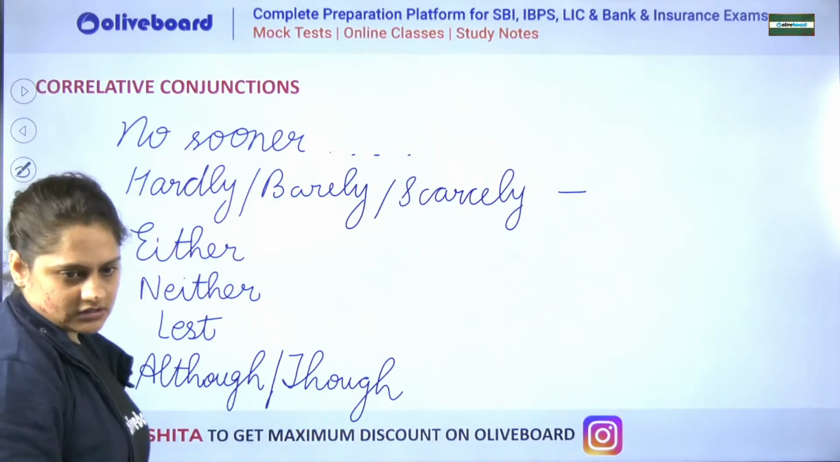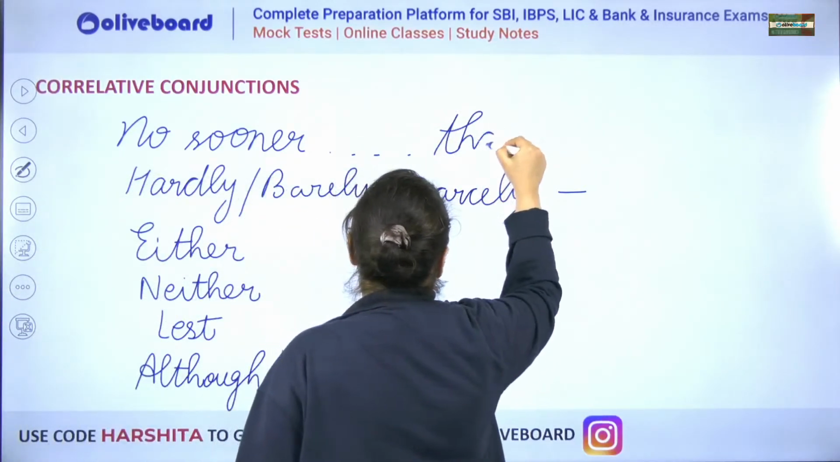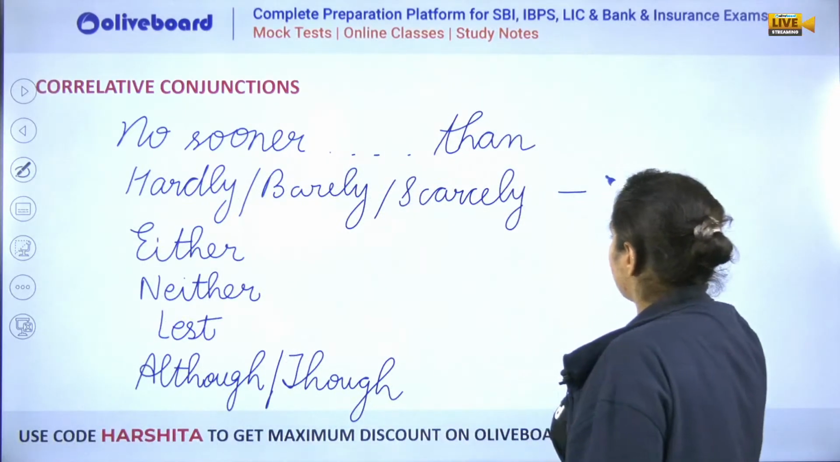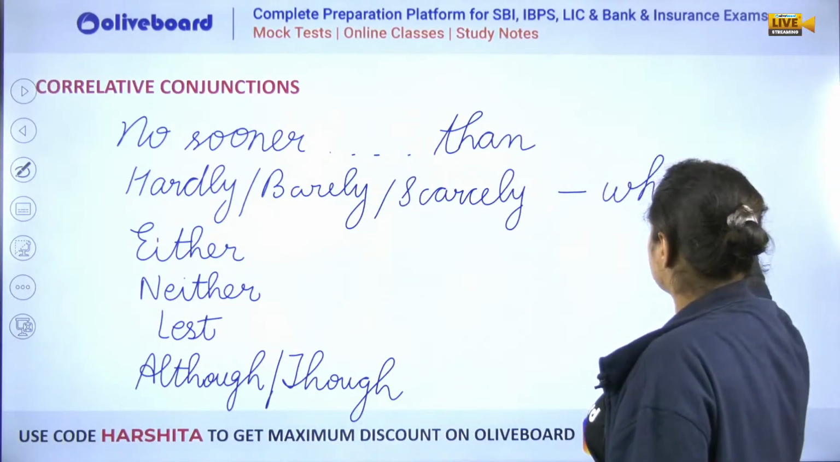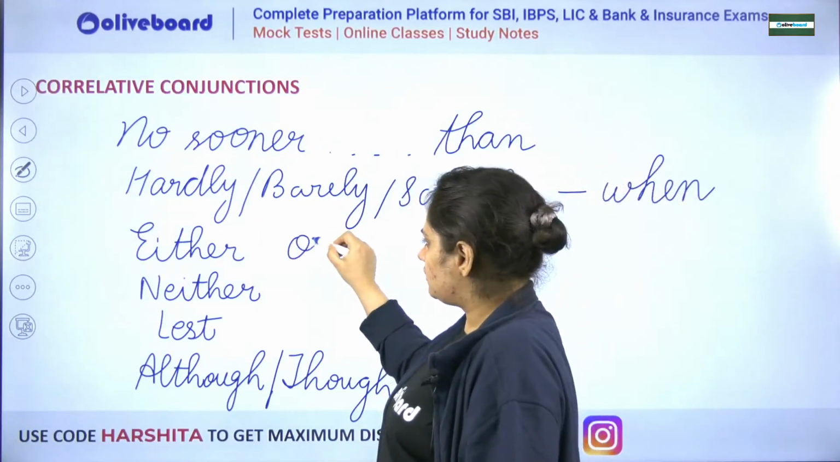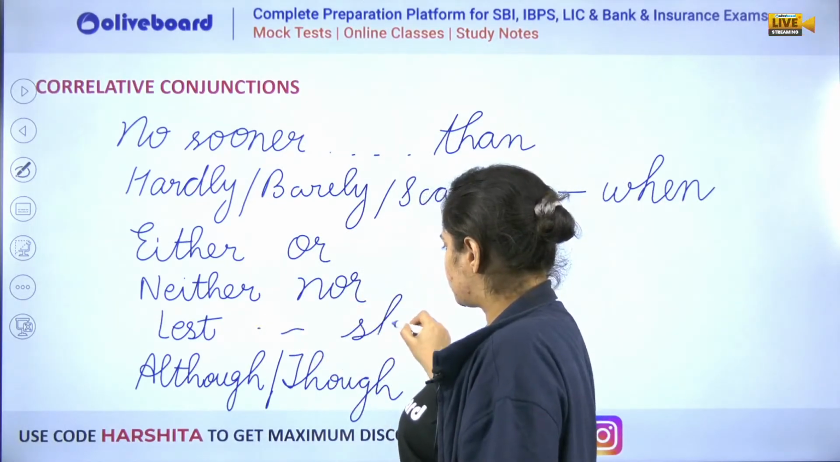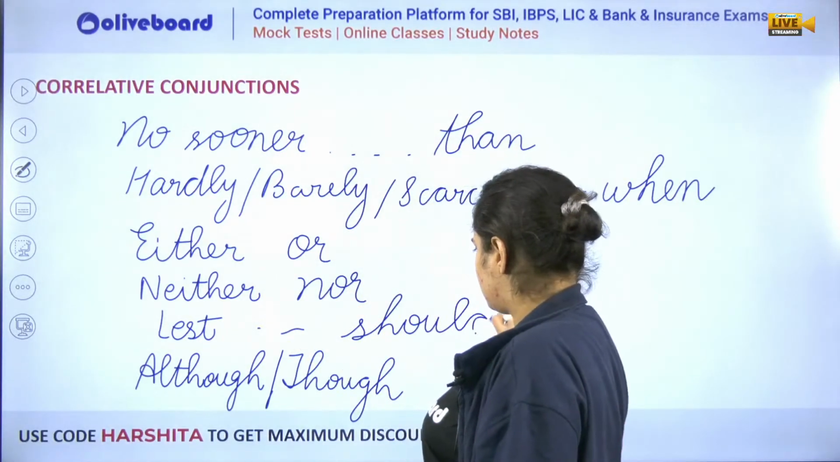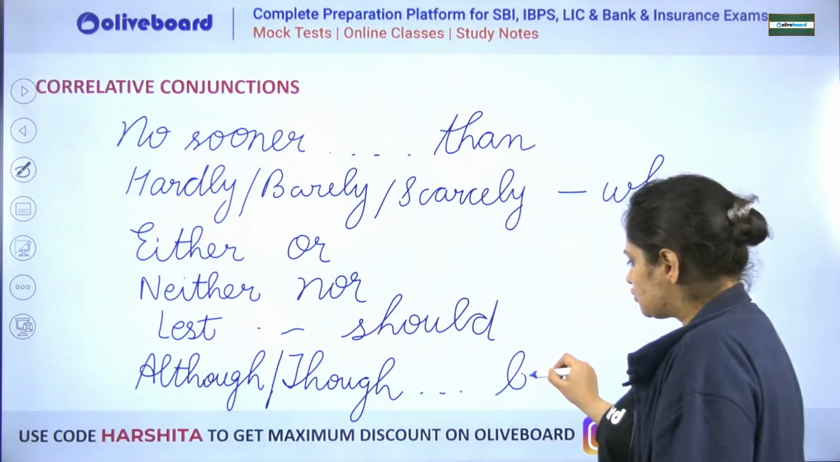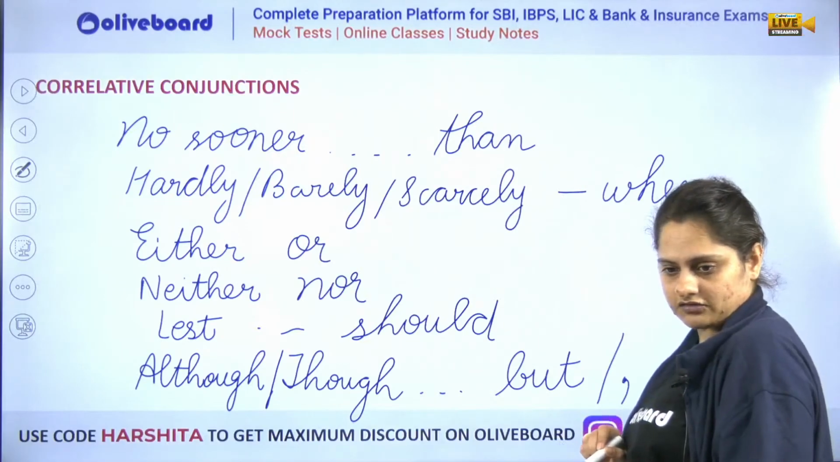Okay, all these. Now guys, with no sooner you always use than as a pairing. With hardly, barely or scarcely, if you start with these with a correlative conjunction, you add when. With either or, with neither nor, with lest, what do you use? Should. Work hard lest you should fail. Although and though, if you start your sentence with them, either use but or just put a comma. Any of the two.